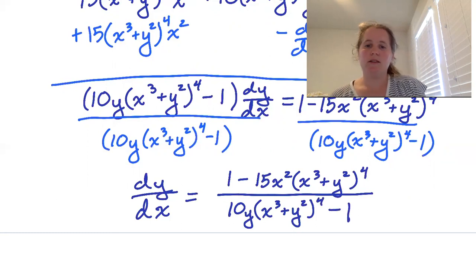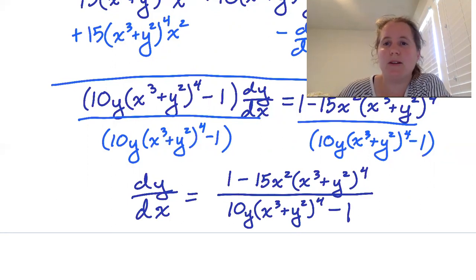So these answers can be semi-complicated in the end. They are in terms of both x and y. But this process at least allows us to find the derivative of y with respect to x.